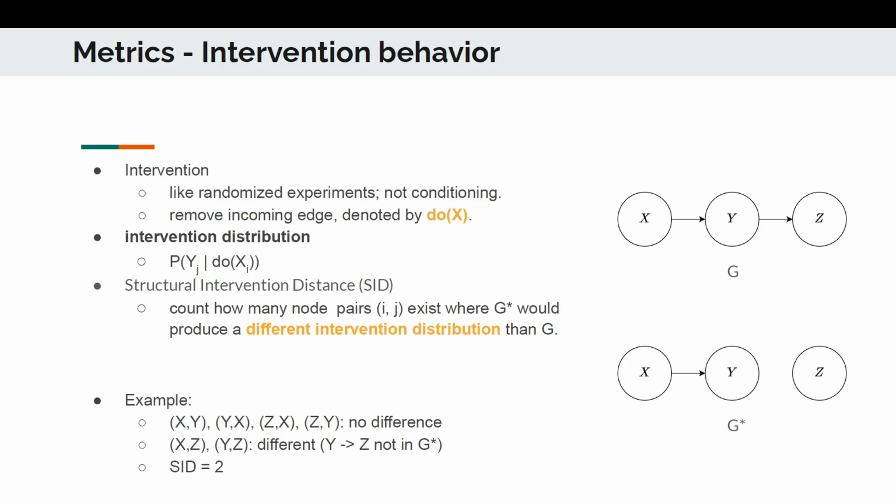So how intervention behavior works is that by observing node pairs in the example on the right, we can find two more node pairs in the ground truth, which denotes the structural intervention distance, so that we have two comparable graphs. In this example, there are two edges that are not discovered by the discovery graph, x to z and y to z, which gives us a distance of 2. The closer the distance, the closer to the ground truth we are.